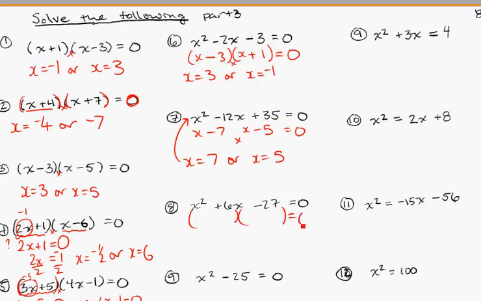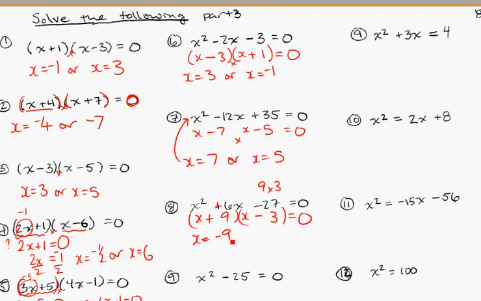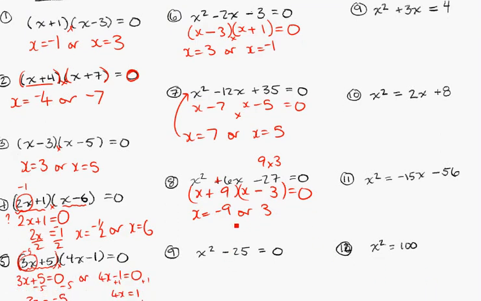Number 8, 9 times 3. Because it's a positive, the bigger number, the bigger one will be the plus. And solving that, we get negative 9 or positive 3. Now number 7, factorising this, actually there's two ways to solve this. It would be just as simple to start by adding 25 to both sides.